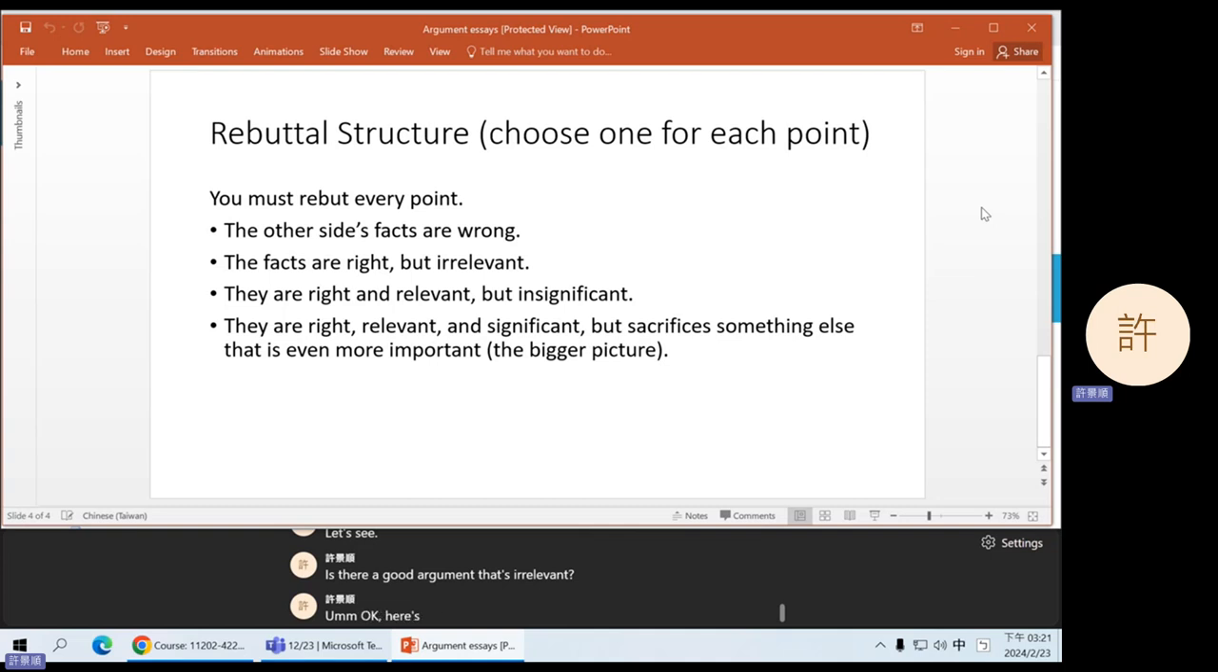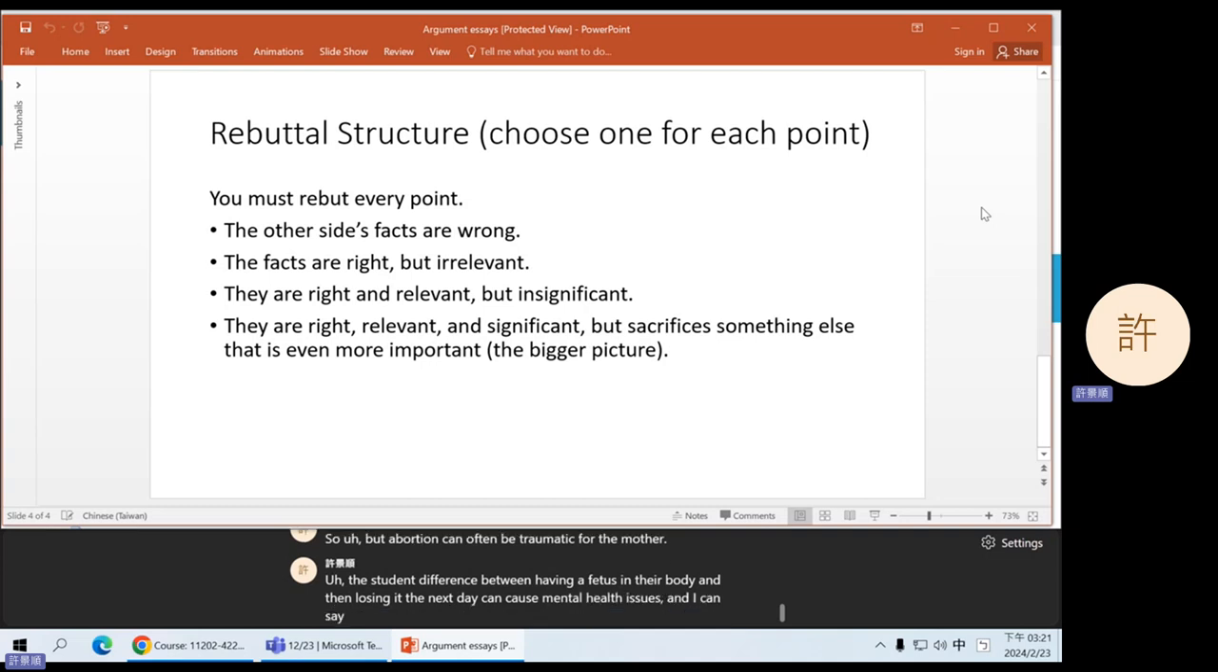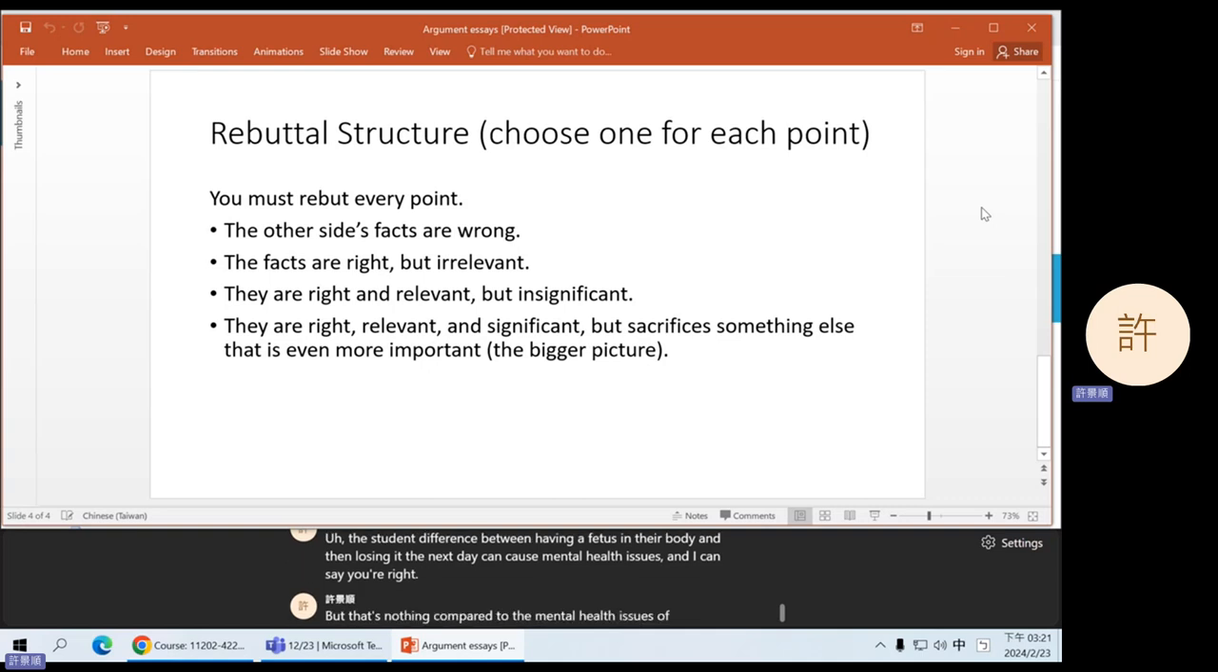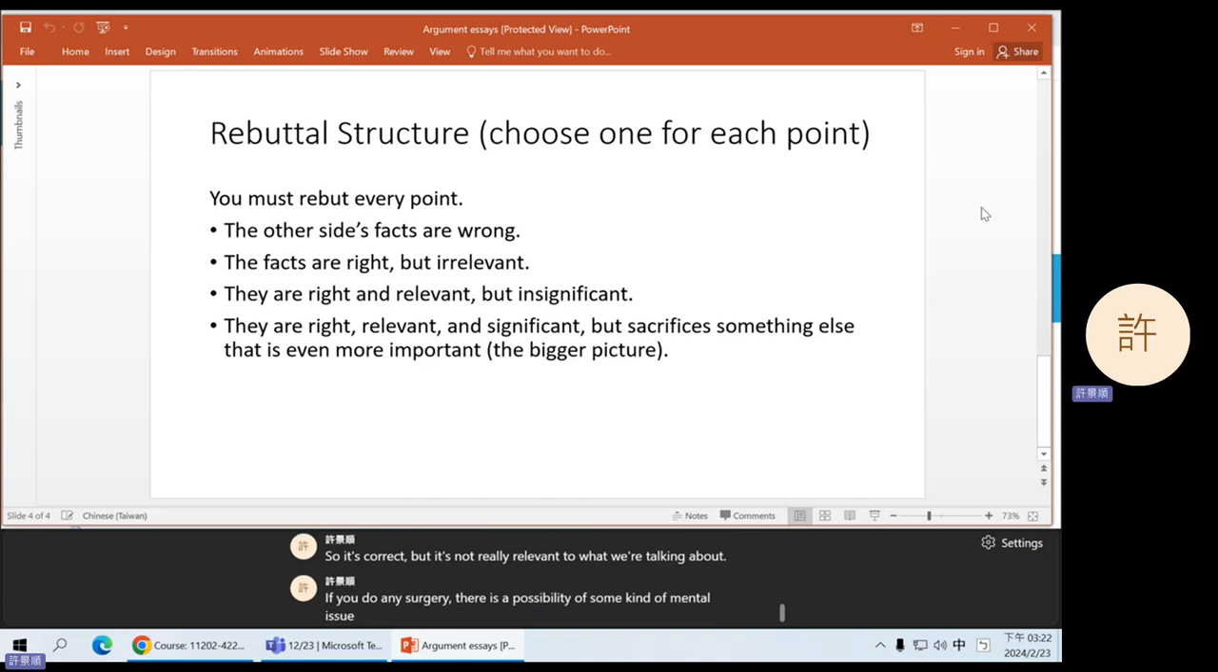Okay, here's one. But abortion can often be traumatic for the mother. The sudden difference between having a fetus in their body and then losing it the next day can cause mental health issues. And I can say, you're right, but that's nothing compared to the mental health issues of having to raise a child that they don't want for 18 years. So it's correct, but it's not really relevant to what we're talking about. If you do any surgery, there's a possibility of some kind of mental issue. So that's not really relevant to this particular topic.